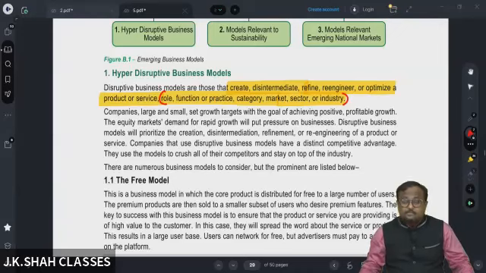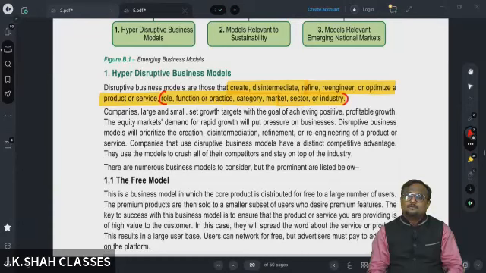Another example I can give you is Amazon. You need not go to the shop. Sit at home, order the product. The product will be delivered. So your traveling time is saved, your traveling cost is saved.